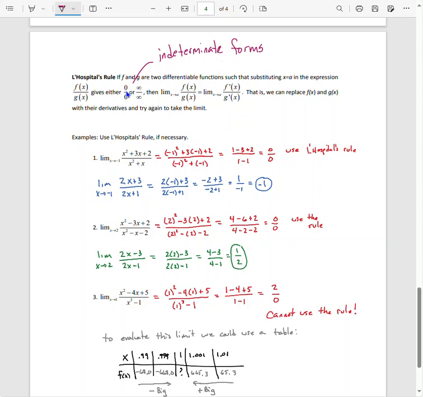Indeterminate forms, because 0 over 0, as it turns out, I can make that be any number you want it to be. I can make that happen. So we have to do some more work when we get indeterminate forms.